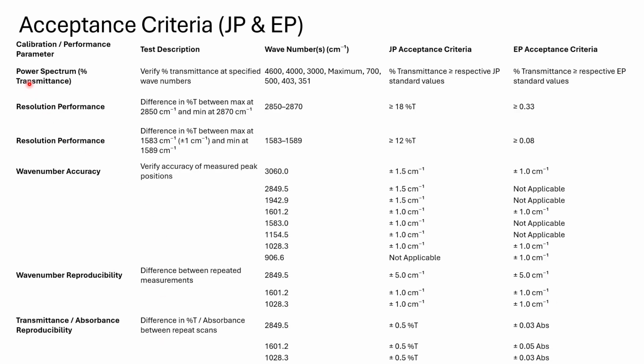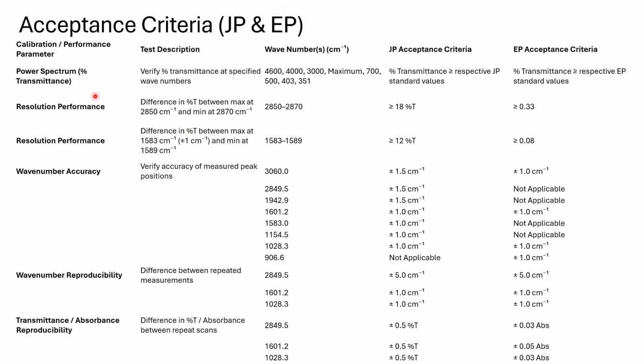Now here we will discuss the acceptance criteria for JP and EP. This acceptance criteria and report shall be automatically generated by the software system, which is already configured within the system. Here are the overall parameters of this calibration and validation: first is the power spectrum in percent transmittance, next is resolution performance, then wave number accuracy, then wave number reproducibility, and transmittance and absorbance reproducibility. Here you can have a look at the test description, wave numbers, and JP acceptance criteria and EP acceptance criteria.